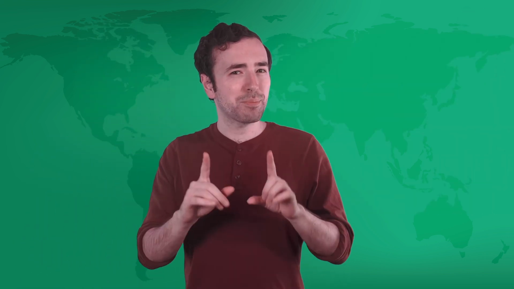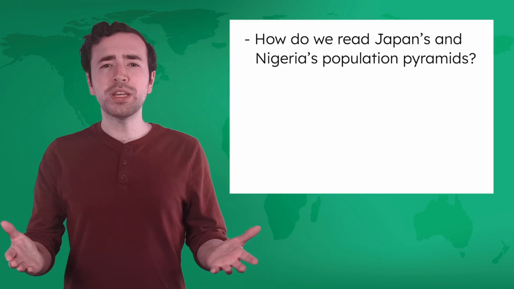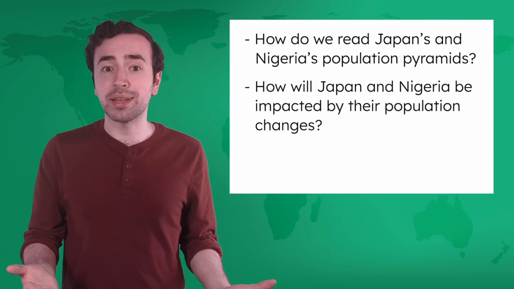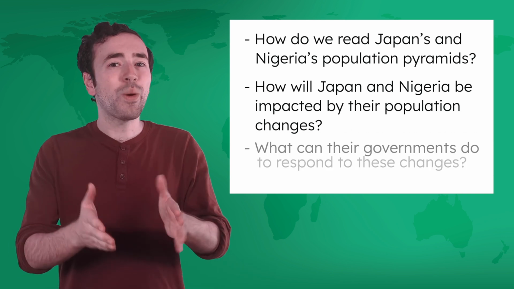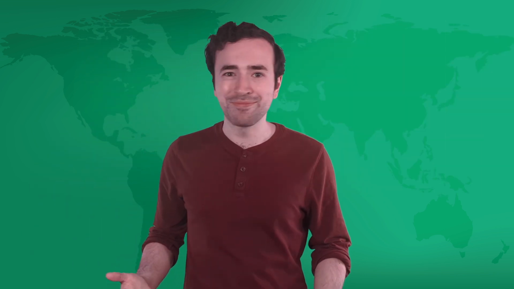Both have huge populations, but believe it or not, one of these populations will likely grow in the future and the other will likely shrink. How do we read Japan's and Nigeria's population pyramids? How will Japan and Nigeria be impacted by their population changes? And what can their governments do to respond to these changes? Sounds like a job for a demographer in training. Ready, explorers? Let's get into it.